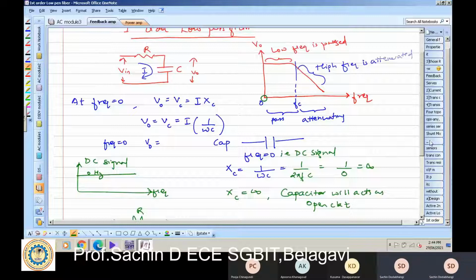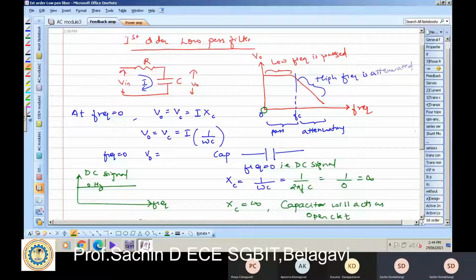Now if I go on increasing the frequency, from 0 toward the cutoff frequency, what do you mean by this cutoff frequency?